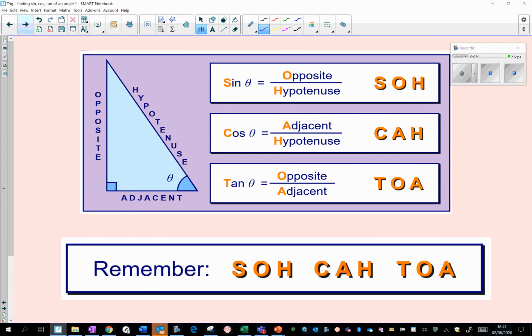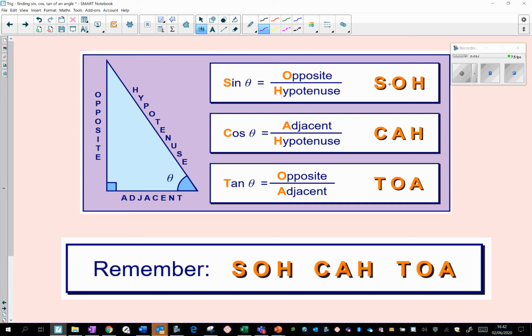On this slide, I'm showing you all three on the same page. So the sine of an angle is the opposite divided by the hypotenuse. Now, to remember that, if you look at the first 3 letters of sine, opposite, and hypotenuse, that's SOH. The first 3 letters of cos, which is equal to adjacent over hypotenuse, is CAH, and the tan, remember, is the opposite over the adjacent, and that gives us the letters TOA.